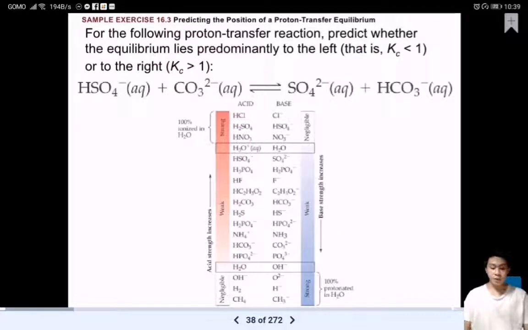Predicting the position of a proton transfer equilibrium. For the following proton transfer reaction, predict whether the equilibrium lies predominantly to the left, that is Kc less than 1, or to the right, Kc greater than 1. So, HSO4⁻ aqueous plus CO3²⁻ aqueous in equilibrium with SO4²⁻ aqueous plus HCO3⁻ aqueous.